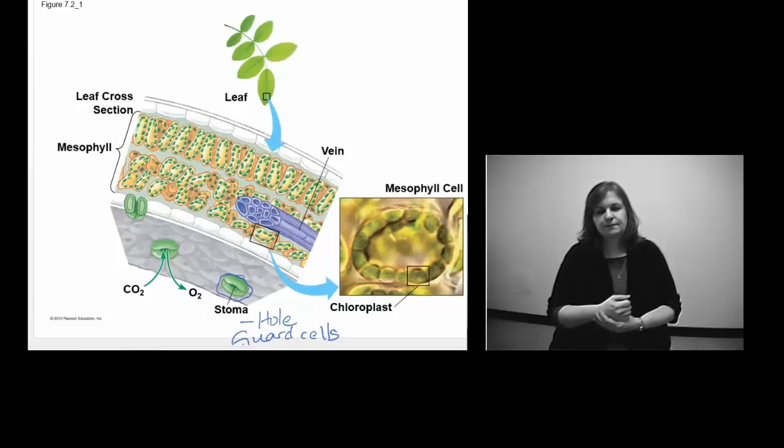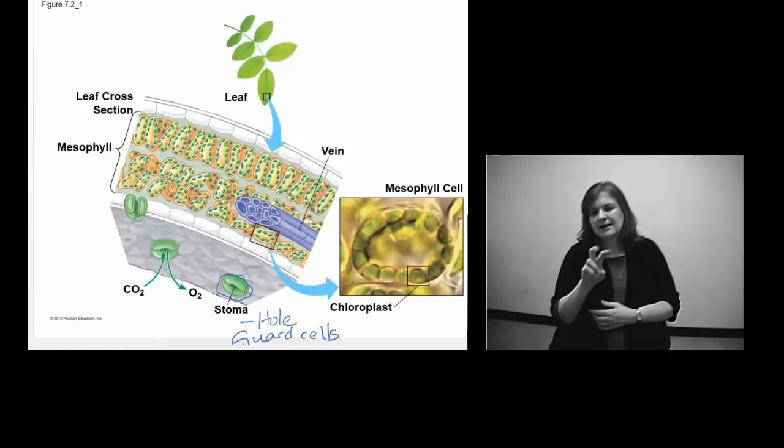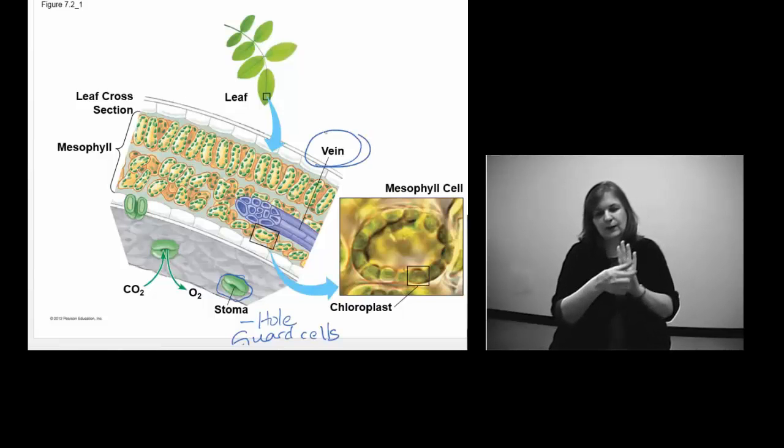So if we look at this, primarily our stoma are located on the bottoms of our leaves, but they do have stoma on both sides, so don't let that confuse you just because they're not drawn on this top side. We do have some on both sides. The vein that we talked about is what's going to move water and glucose for us.